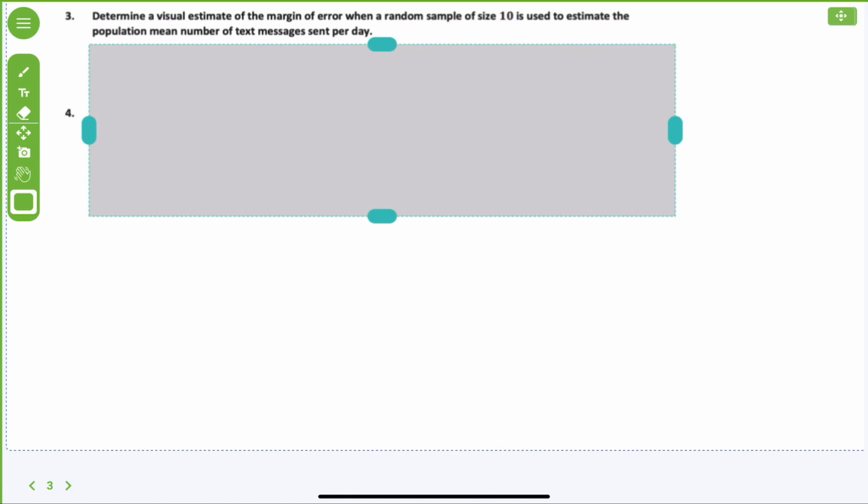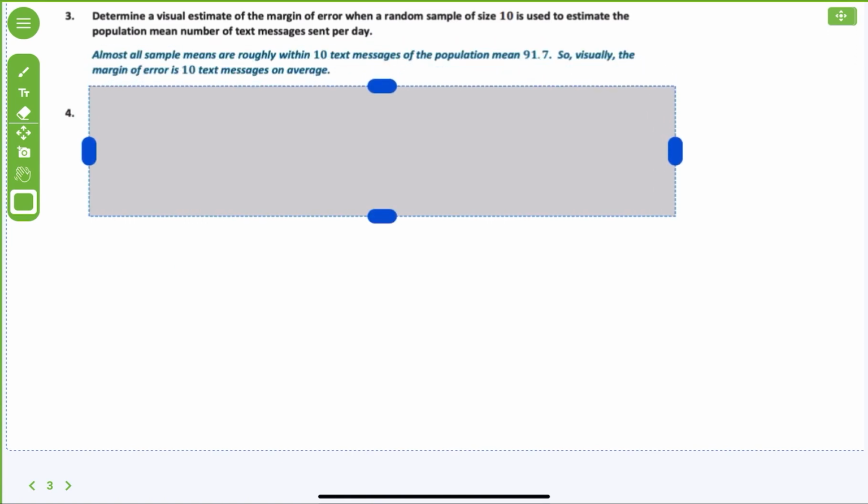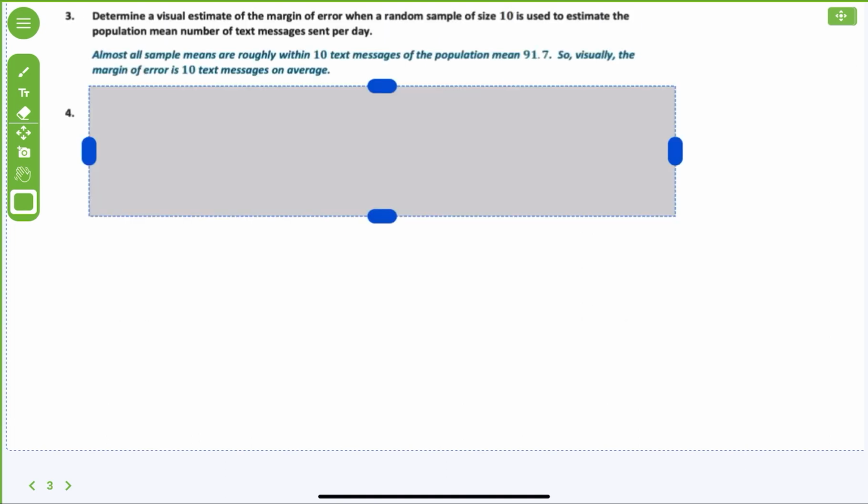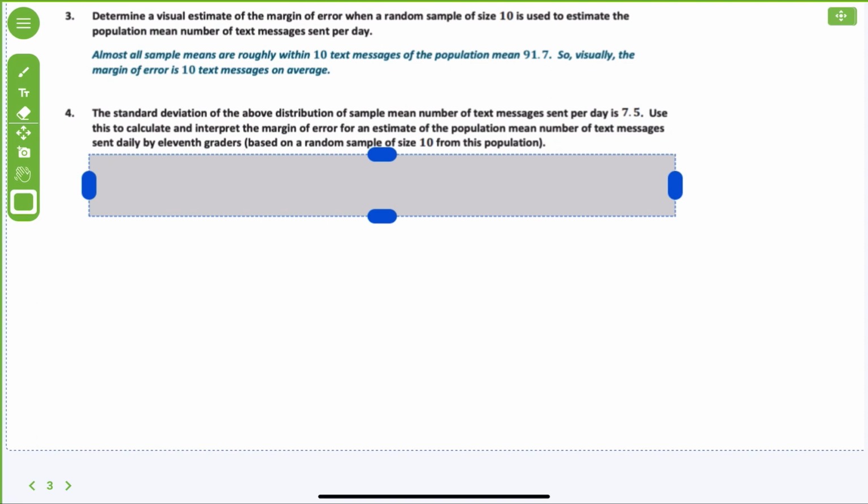So let's see what they did here. Almost all the sample means are roughly within 10 text messages of the population mean. So visually, the margin of error is 10 text messages on average. There you go. That's exactly what we said. Majority of them are 10 around the mean. All right, let's see what number 4 says.